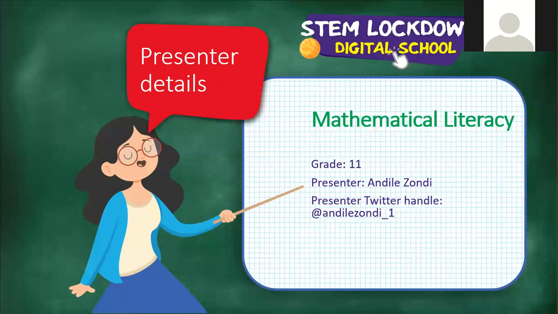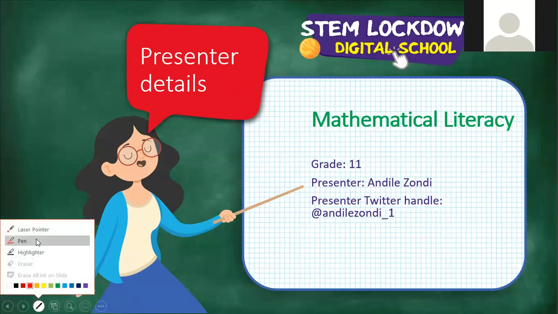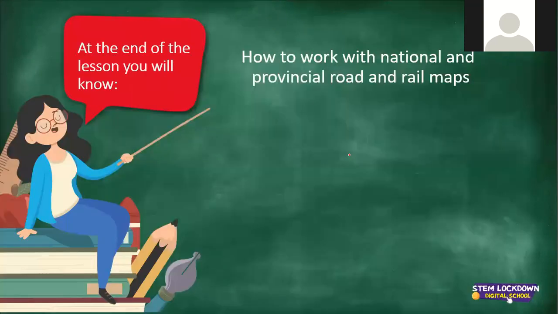So let's start. Yesterday we actually started looking at maps. If you recall, we looked at street maps. So today's lesson is basically a continuation of what you did yesterday. At the end of today's lesson, you should know how to work with national and provincial road and rail maps. When I say road, you see two parallel lines on the map, and this will be a road. And when it comes to a railway on the map, it will be something like this.